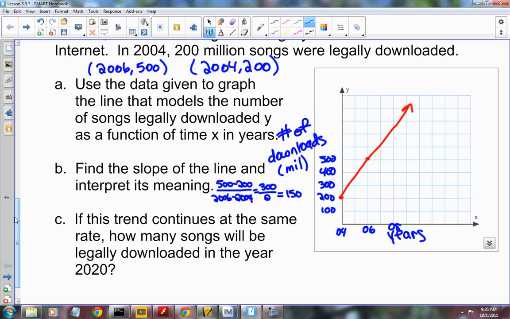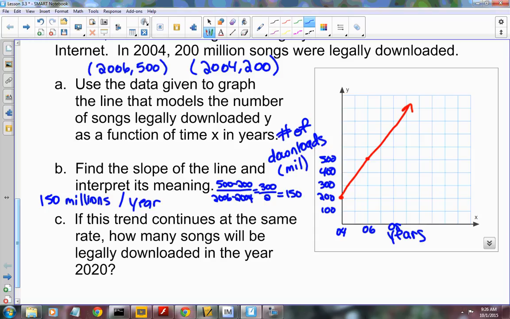What can I conclude from that? What does that 150 represent? 150 what? Not people. Per year, because there's a different year. Okay, so it's 150 million songs are downloaded per year, right? That's what it tells me, because it's 150 over 1. So it's 150 million per year.